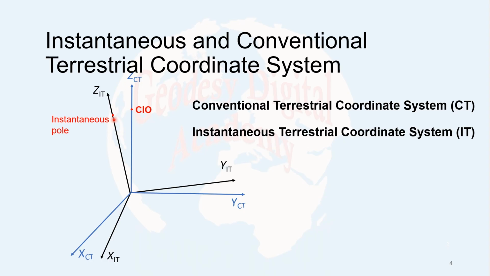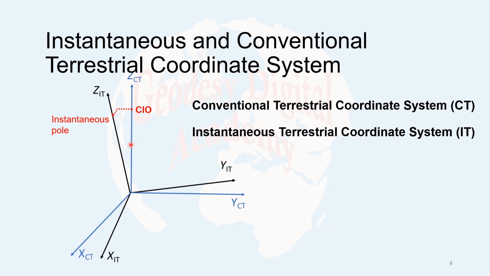So in that case, if we have CIO, which is fixed, we can determine the position of the true pole based on the CIO. For example, we see this side is actually parallel along this y-axis of the system. Then it will be the y coordinate of the pole, or instantaneous pole, and this is along x, and this is the x coordinate of the instantaneous pole.